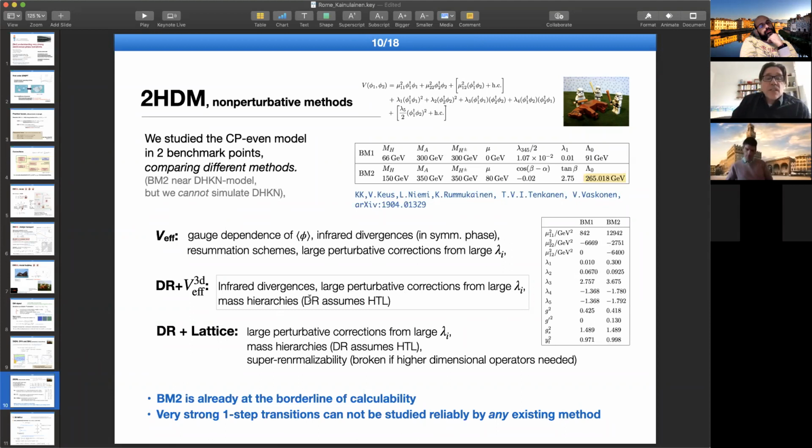This three-dimensional effective potential approach still suffers from infrared divergences. They are still there because you can't resum the magnetic modes, and it still suffers from large perturbative corrections from large lambdas, but it doesn't suffer anymore from gauge dependence. This is a gauge independent approach. But it might then suffer from a new problem due to mass hierarchies, because dimensional reduction assumes that the high temperature limit is good, so that you don't have particles which are much heavier than the temperature, or heavier than 2 pi times the temperature, for it to work.